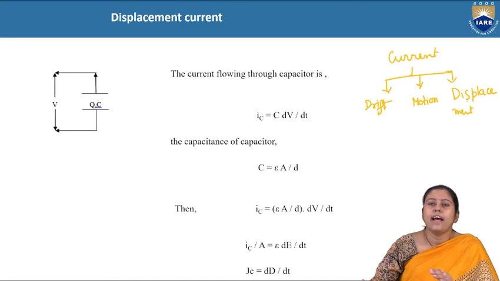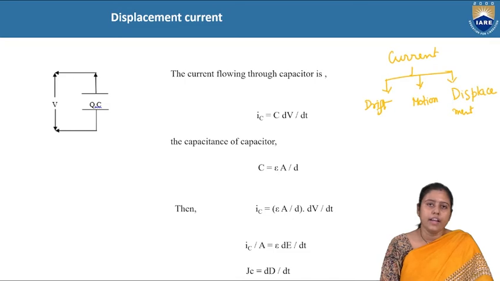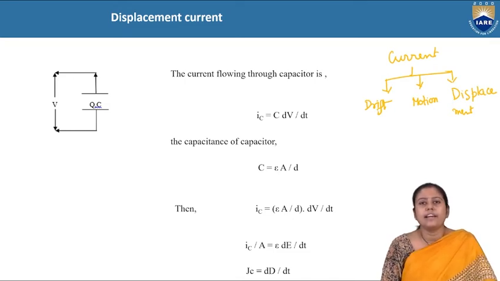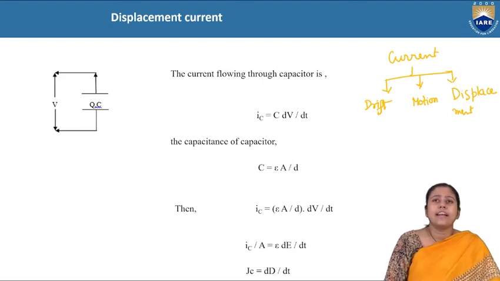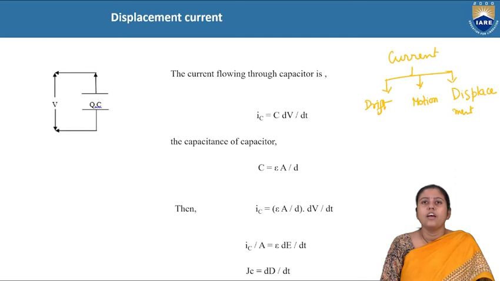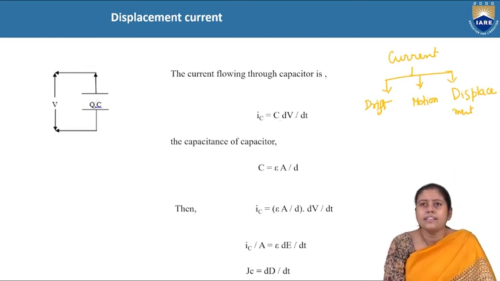Displacement current is this: if any dielectric medium or any capacitor is connected to a source, in the ideal condition there will be no flow of electrons through the dielectric. But in the practical case, there will be a little amount of flow. This current is known as the displacement current. So displacement current depends on the capacitance. We can write IC is equal to C dV by dt. We know current is C dV by dt.